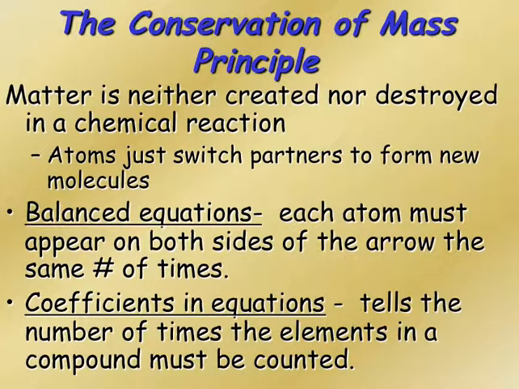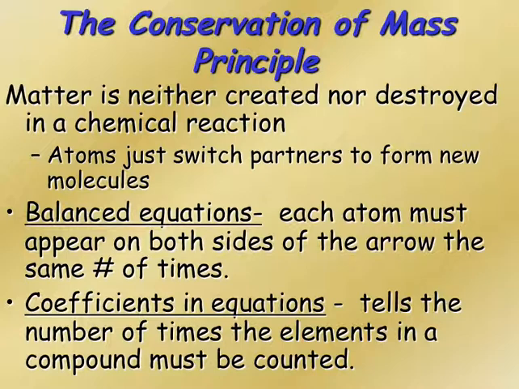When we perform equations, we have to worry about the law of conservation of mass. Matter is neither created nor destroyed in a chemical reaction. Atoms just switch partners to form new molecules, so we're rearranging all the atoms to make new items. We use balanced equations, where each atom must appear on both sides of the arrow the same number of times. So a balanced equation is indicating that law of conservation of mass.